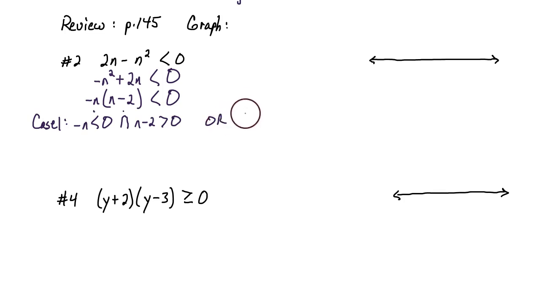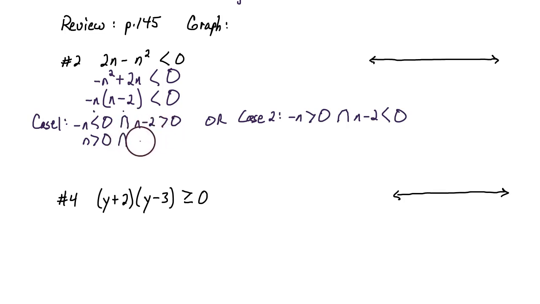Or, now case number 2. The first factor could be greater than 0, and the second factor might be less than 0. Let's go back through both cases and solve these inequality statements. For this first one, divide both sides by negative 1. The arrow will switch. We're still left with 0.